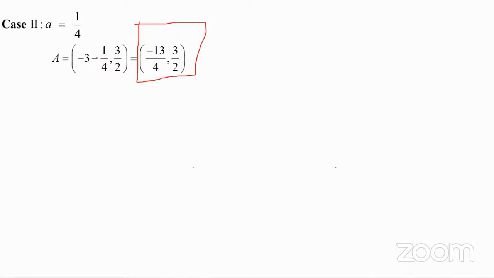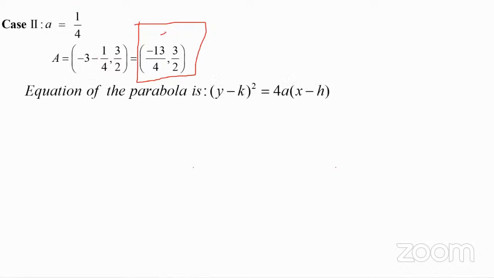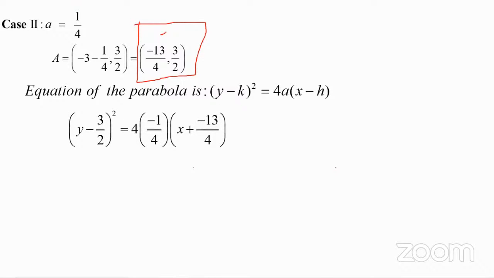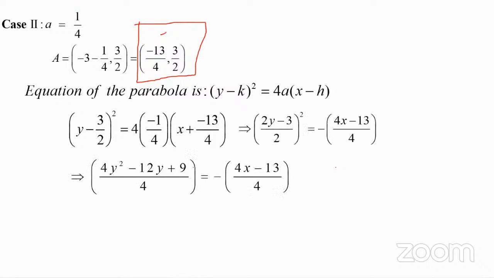So which means h minus a comma k, you will get the value minus 13 by 4 comma 3 by 2. So the equation of the parabola is y minus k whole square equals 4a of x minus h. Just substitute the values, then you will get y minus 3 by 2 whole square equals 4 of minus 1 by 4 of x plus 13 by 4. You will get y minus 3 by 2 whole square equals minus 4 of x plus 13 by 4.